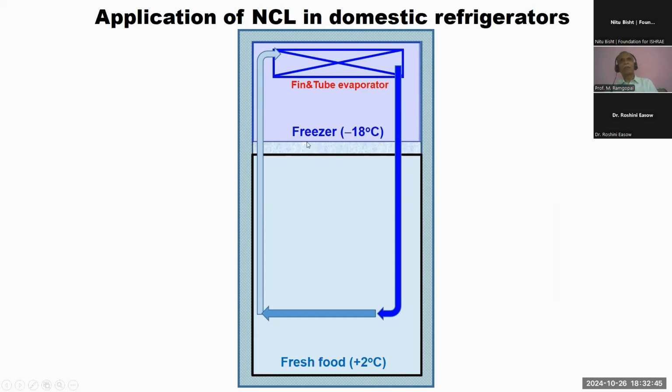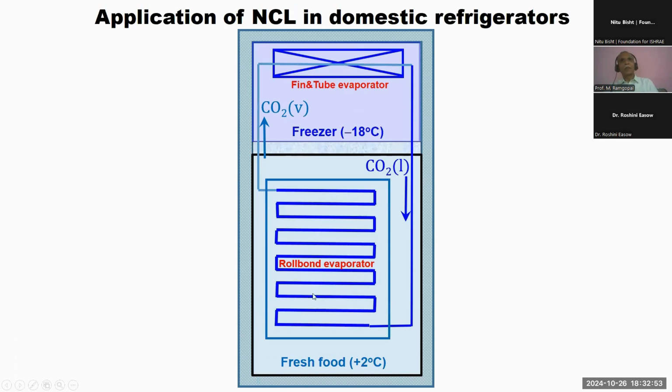So the proposal is that instead of circulating air through these two compartments and mixing them, you can separate the two compartments and use a CO2-based secondary loop. In the CO2-based secondary loop, CO2 will be circulating through the roll bond evaporator. It picks up heat from the fresh food compartment and becomes vapor, and the vapor goes into the evaporator and again becomes liquid and the liquid comes down. So this circulation is maintained because of the height difference and because of the heat transfer. And in this system, the freezer and fresh food compartments are truly isolated, so there is no mixing of air between the fresh food compartment and the freezer compartment.